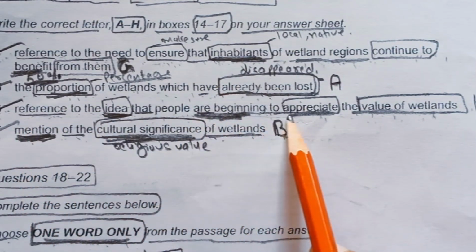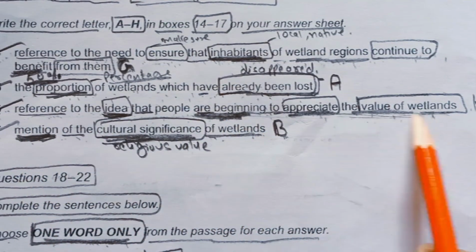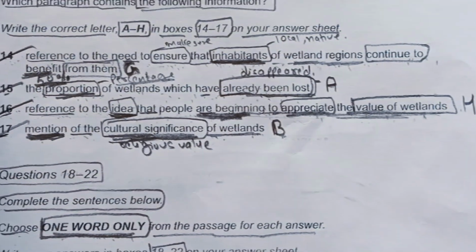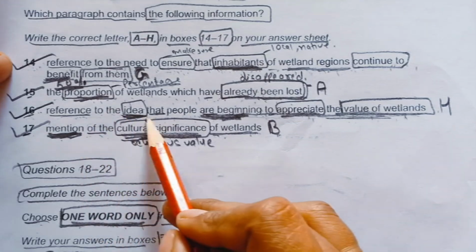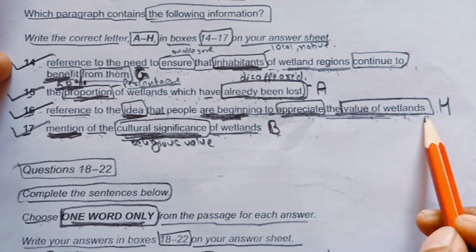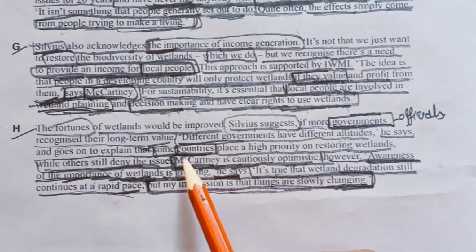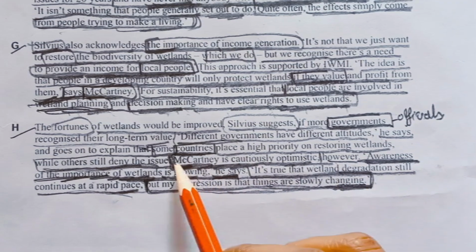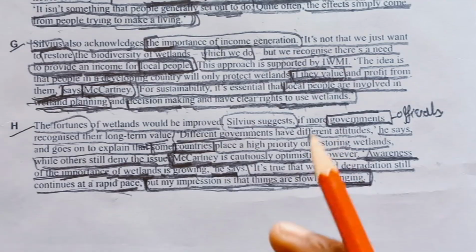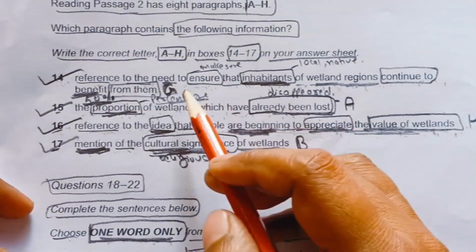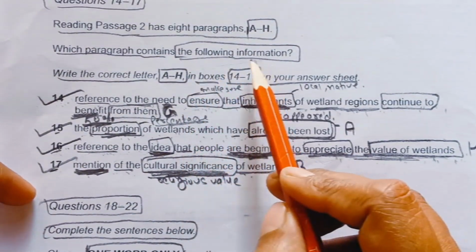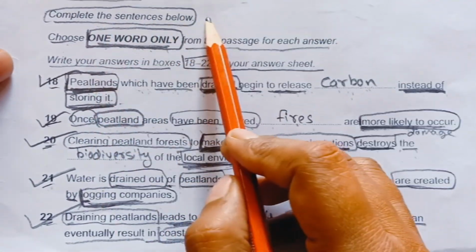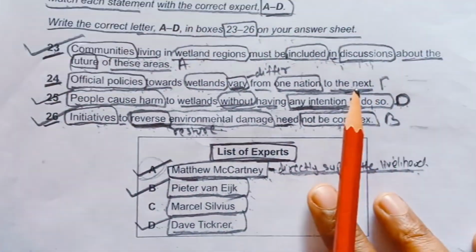This answer refers to the idea that people are beginning to appreciate the value of wetlands. From these lines we are getting our answer. So with this we have completed the following information type of question, the complete the sentences, and only one question is remaining.